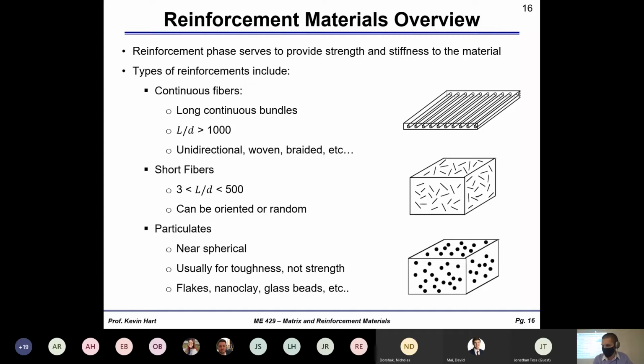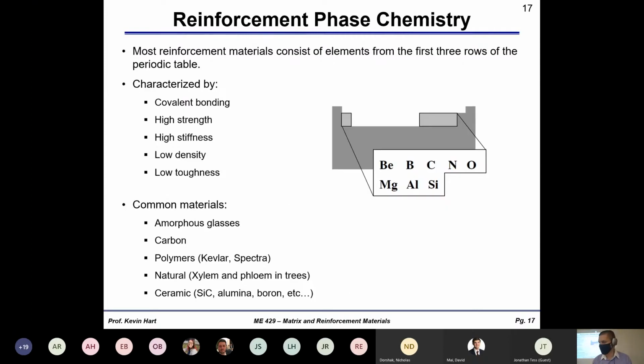and then particulates are nearly spherical. The mechanics associated with short fiber and particulate reinforcements are markedly different from the mechanics of continuous fibers, and when we get to the models of the mechanics for each one of these three different types, we'll dive in on the general differences between all of these different types. Okay, so let's dive in and look at a few more of the properties in specific and how the reinforcement might compare to the matrix.